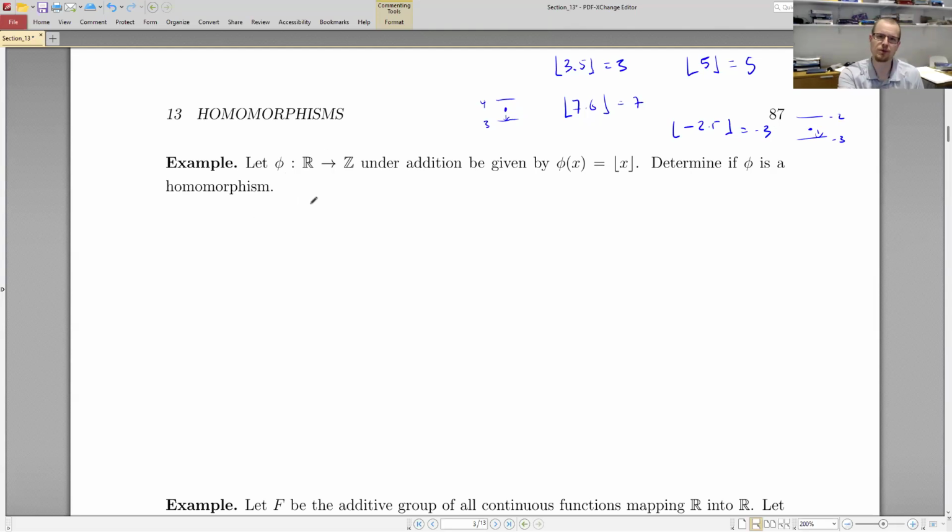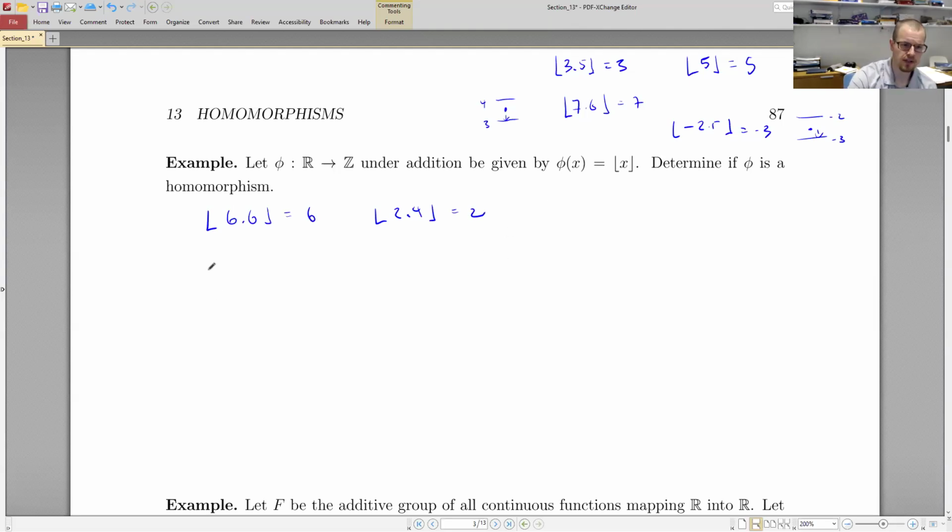Well, it's pretty simple. We're just trying to decide if it preserves the operation or not. So let's take a look at an example. The floor of 6.6 is equal to 6. And the floor of 2.4 is equal to 2.